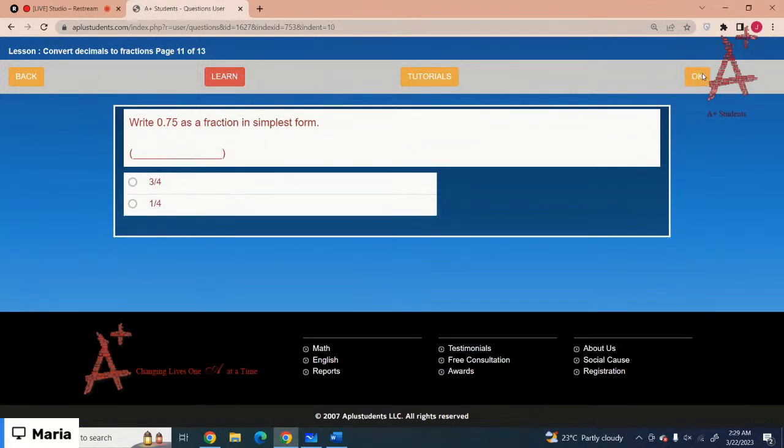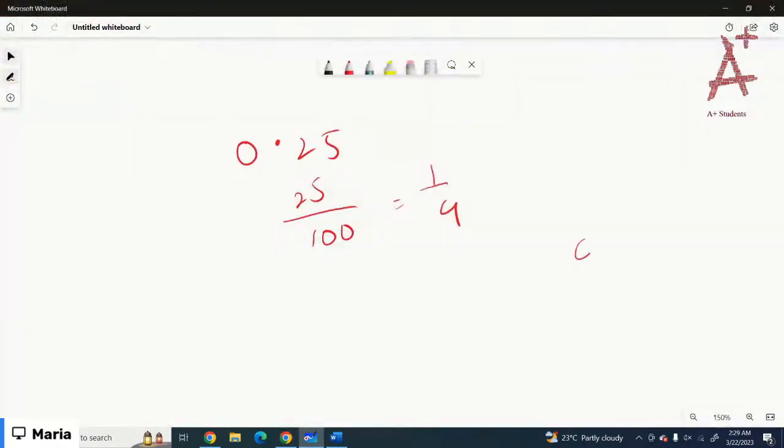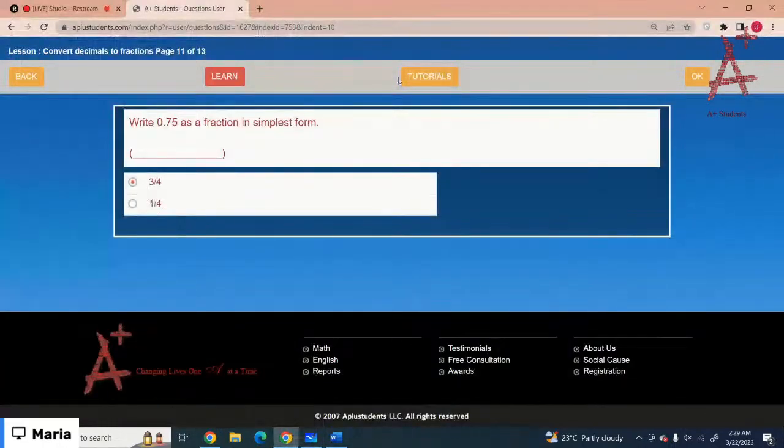Okay, write 0.75 as a fraction in simplest form. So which is the correct option? You have to convert it to the simplest form also. So it would be 75 over 100. 25 times 3 is 75 and 25 times 4 is 100. It would be 3 over 4, not 1 over 4.